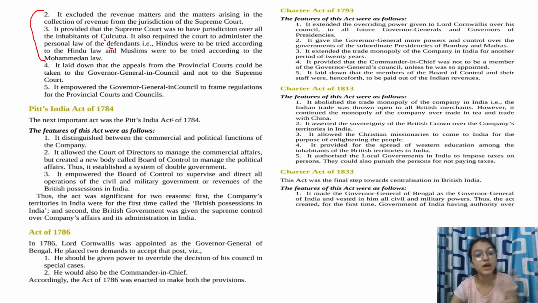So from there we have derived the idea, and now at present we have different personal laws. It laid down that appeals from the provincial courts could be taken to the Governor General in Council and not to the Supreme Court. So these are the kind of amendments that have been made to that particular act. It empowered the Governor General in Council to frame regulations for the provincial courts and councils. So there was also the power to frame certain kinds of regulations.